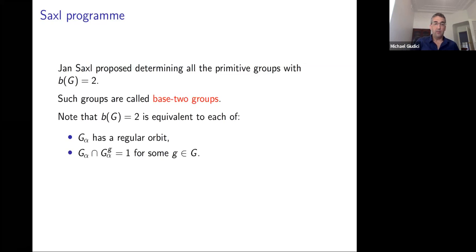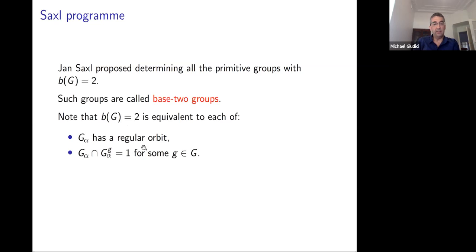Now, what does having a base of size 2 mean? Well, there have to be 2 points such that the stabilizer of those 2 points is trivial. So there's one point alpha, and if I fix alpha, then there's some other point beta for which G alpha beta is trivial, which means that the orbit of beta under G alpha has size the order of G alpha, and so that's going to be a regular orbit. So there's always a base of size 2 precisely when your point stabilizer has a regular orbit.